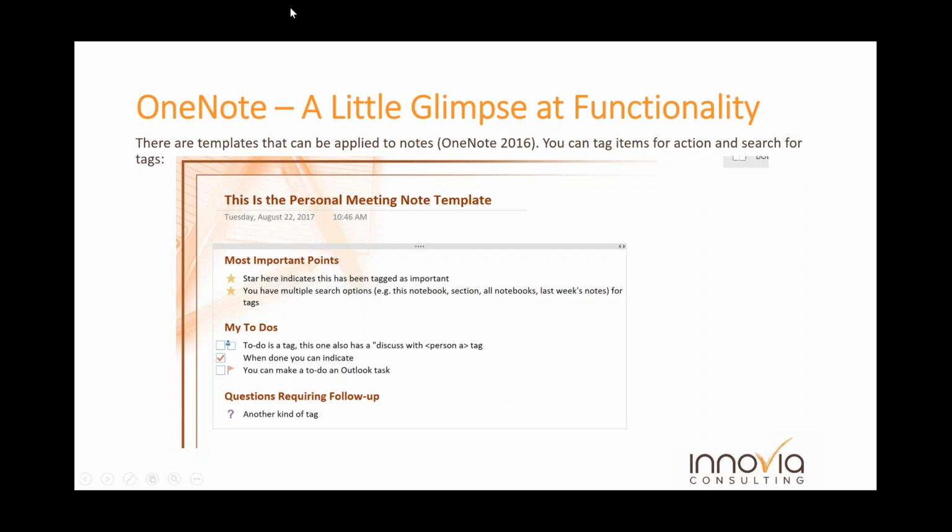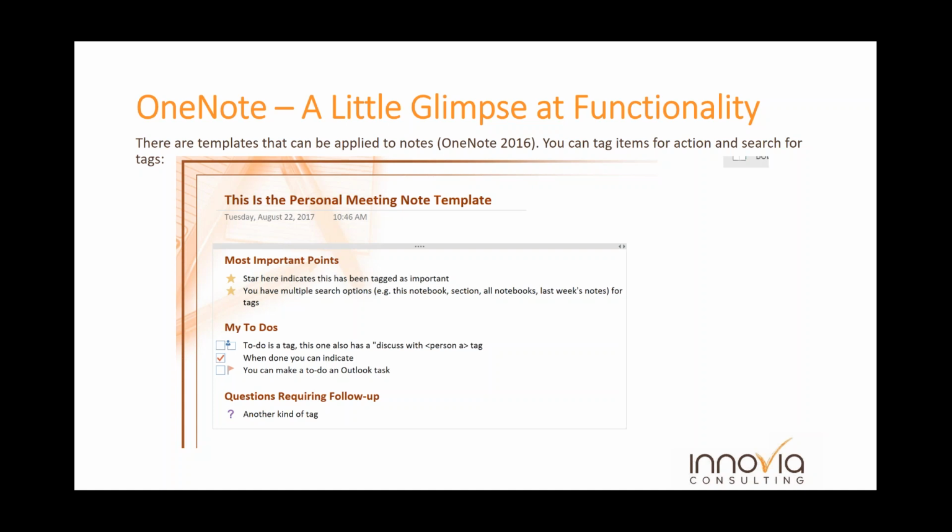But you can also tag items, these little stars and boxes, etc. That's a to-do tag. There's also a discuss with person tag. You can indicate by clicking on the tag when a task is done. You can make a task an Outlook task. We'll look at that a little bit. And then there's a variety of tags. The tags are in both versions. So you can use tags in both versions. There's more tags in OneNote 2016, but they are in both versions.